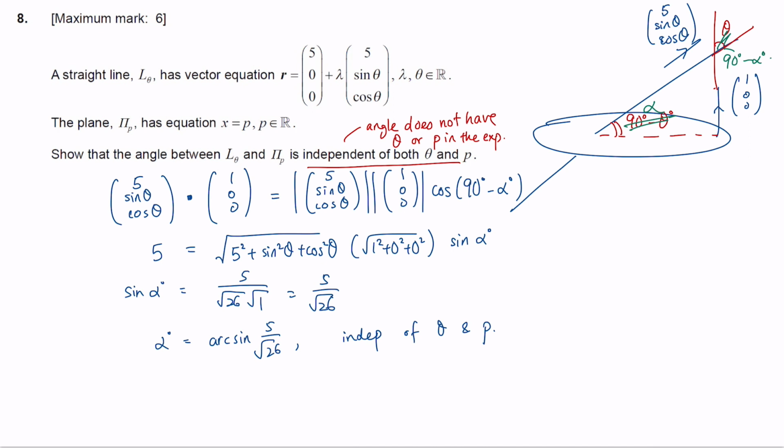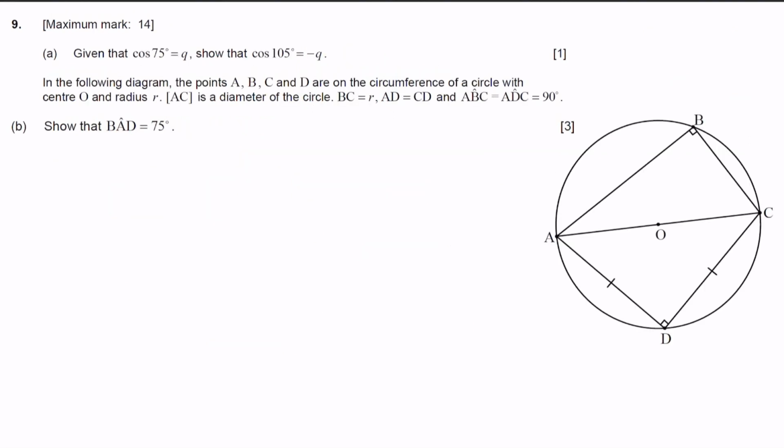Alright, section B now. Let's continue with question 9. Question 9a, given that cosine 75 is q, show that cosine 105 degrees is negative q. So let's start with cosine 105 degrees. I observe that cosine 105 degrees is actually cosine of 180 degrees minus 75 degrees, which by the rules of trigonometry is negative cosine 75 degrees, because 105 degrees is in the second quadrant. So that's equal to negative q as required. Part B, you have the following diagram.